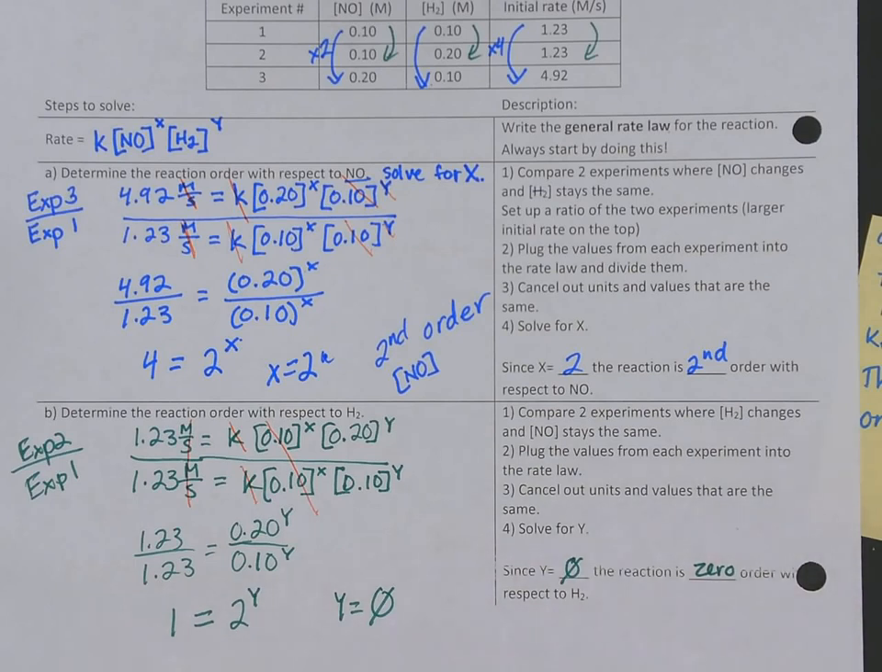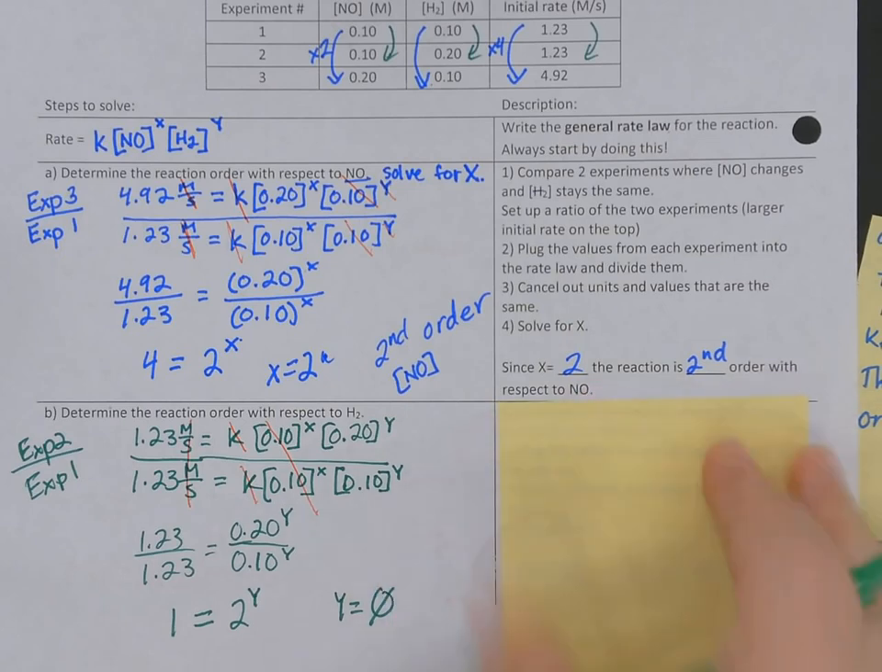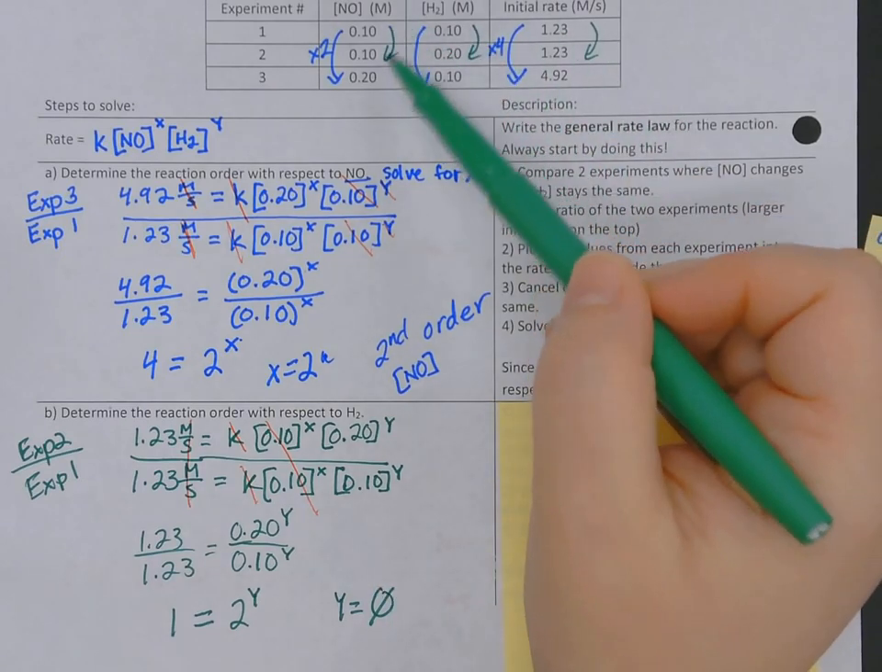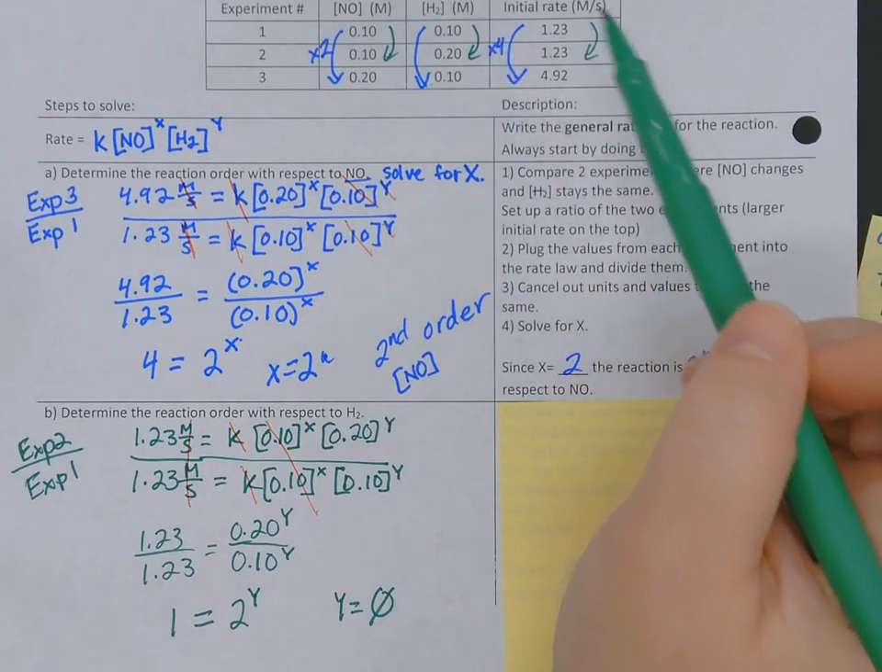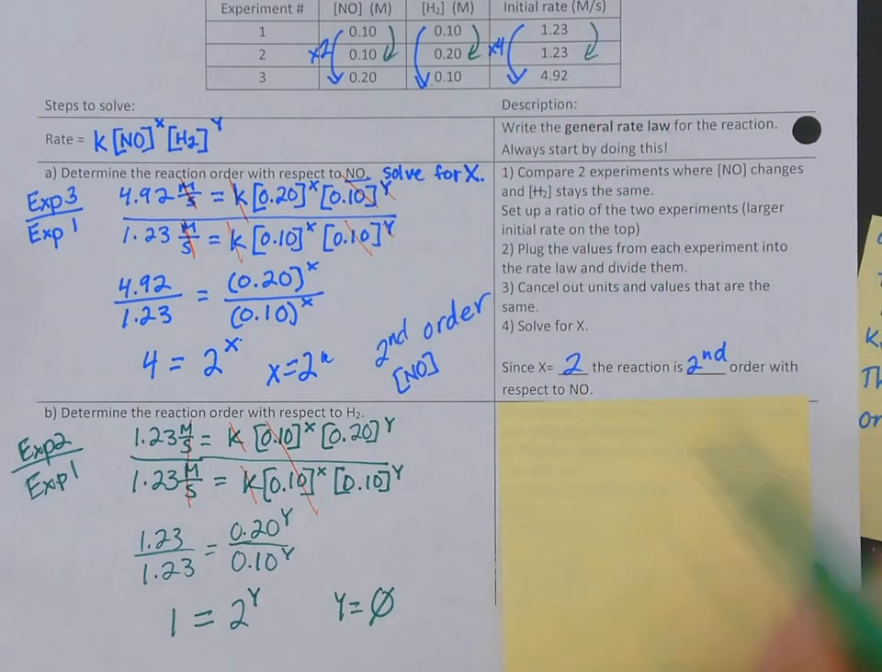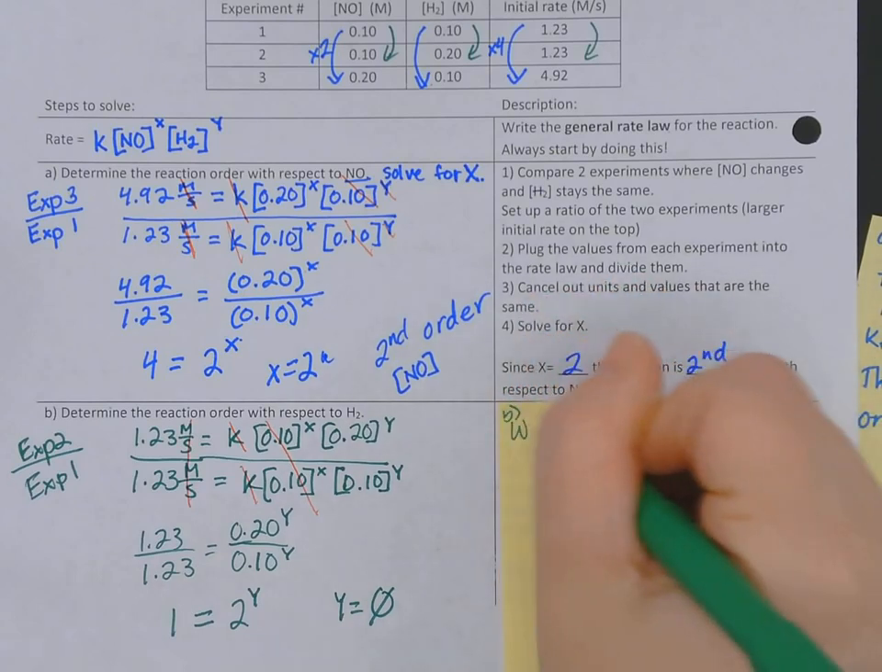Okay? So again, I'm going to show you how to write this out in a sentence for this one. When I look at this, I'm seeing that NO stays the same. Hydrogen doubles, but nothing happens to my rate. My rate stays the same. So what does that mean? We can write it out for part B.